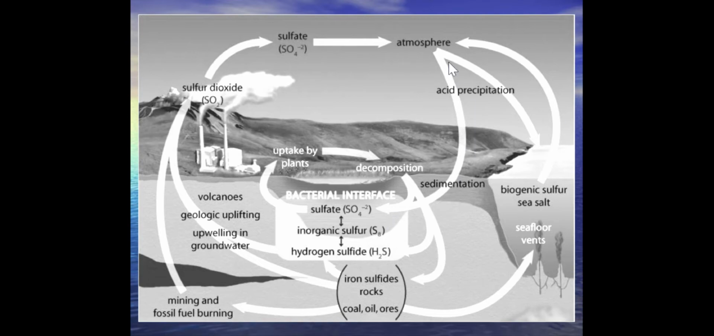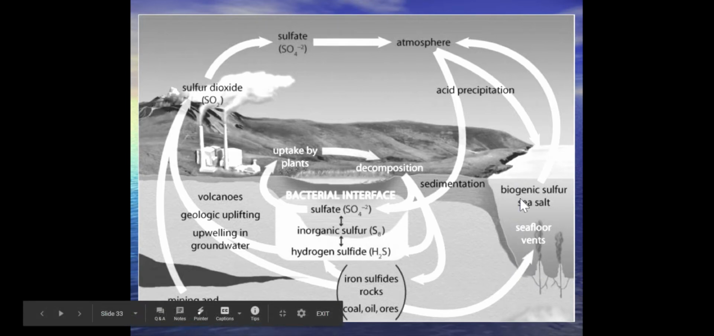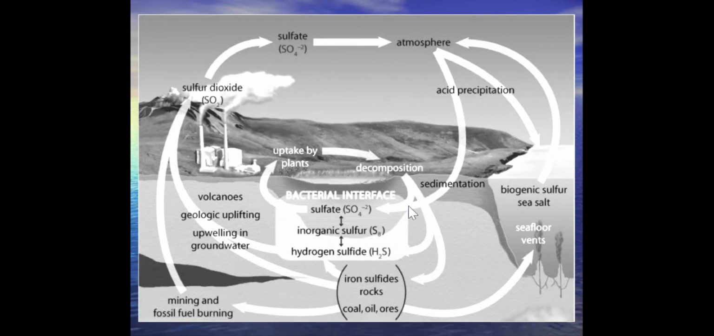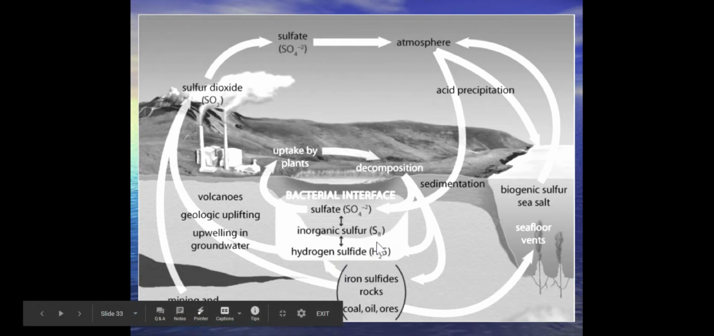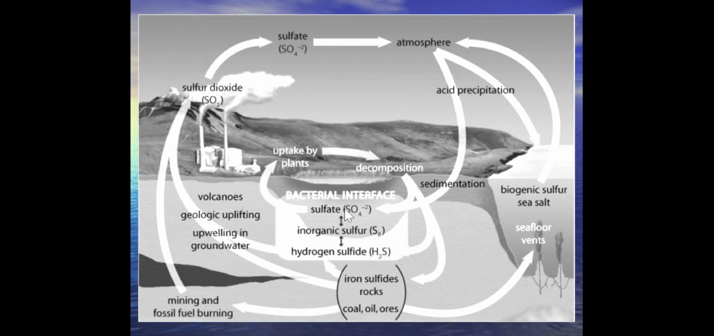But then once it either falls to our oceans or falls to our land, it goes deeper down, and the bacteria or decomposers that are there actually convert it back into another form that can be used. So if it goes back into our oceans, it can be absorbed and then come back out through our seafloor vents, be released back into the atmosphere as gas. If it comes onto our land, we have hydrogen sulfide, or H2S, that is essentially converted back and forth between inorganic sulfur and sulfate.